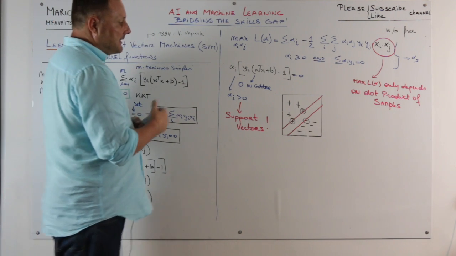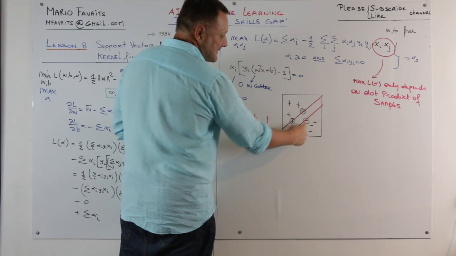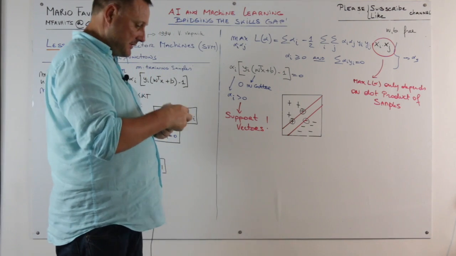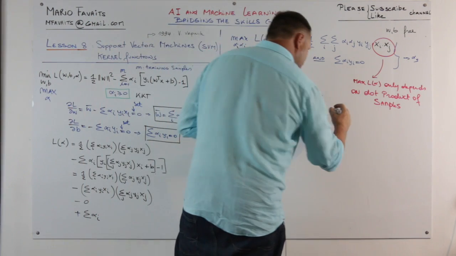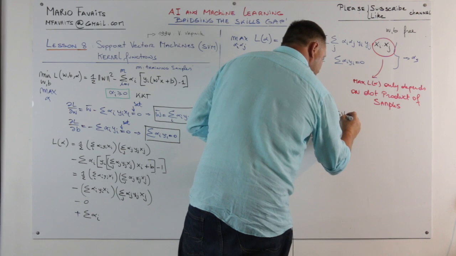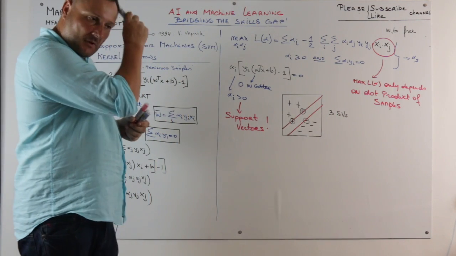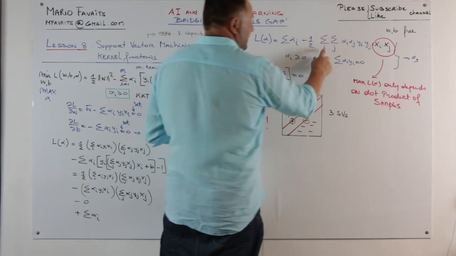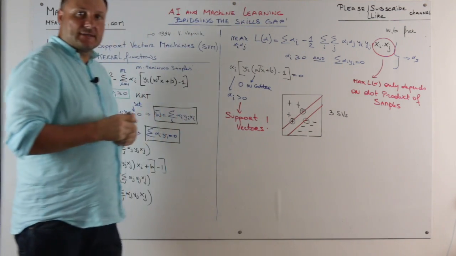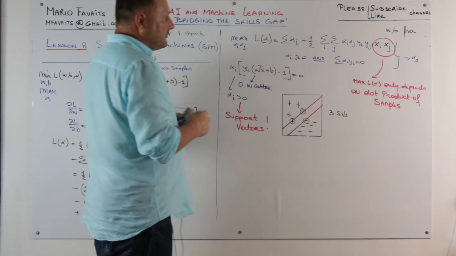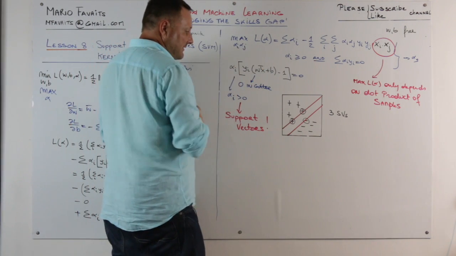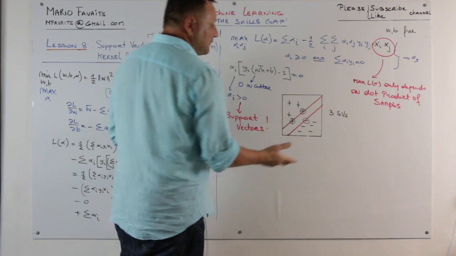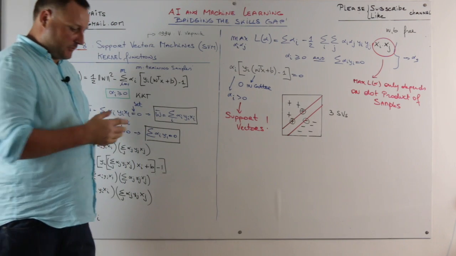Now let's take a look at what it basically means. So we have the two classes here. We have three support vectors, the ones that I circled. So even if you have a sum over your sample size, the only points that are going to contribute to your L of alpha maximization are going to be these 3 points. All the other points, your alpha will be 0 and they will not contribute.